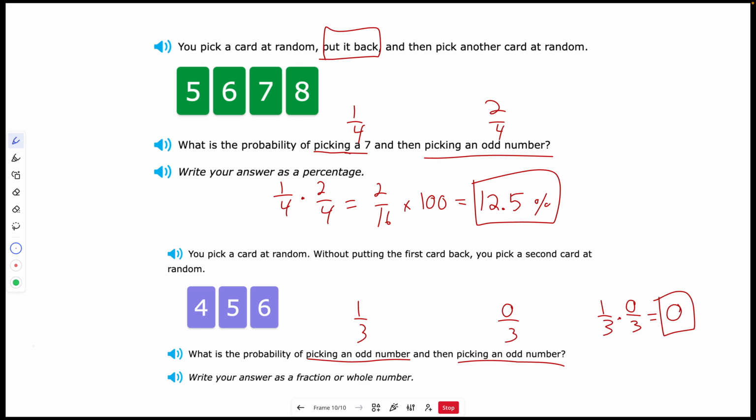For the second problem, a little tricky. It says, what's the probability of pulling an odd number? The only odd number is the 5, so that's 1 out of 3. And then it says you don't put the first card back. And then it says, what's the probability of now picking another odd number? Well, there are no odd numbers left in the deck, because you didn't put the 5 back in, so it's 0 out of, and I should have put 0 out of 2 options. And then you multiply your fractions. 1/3 times 0 over 2 gives you just 0.